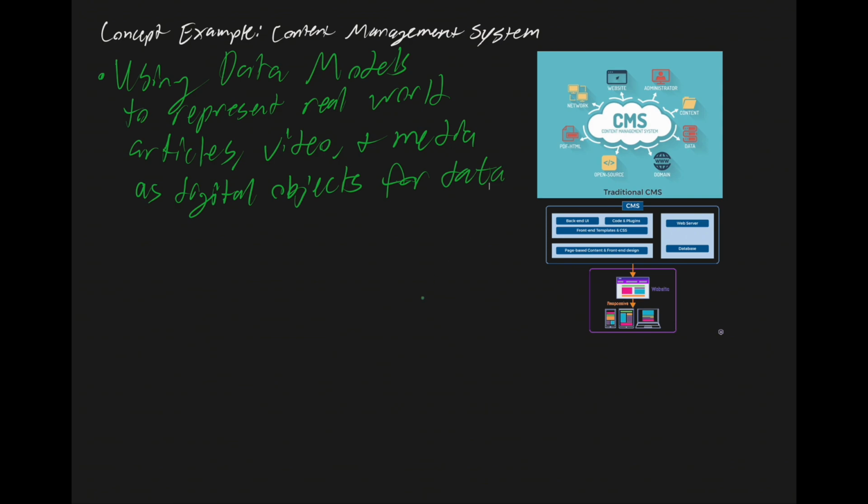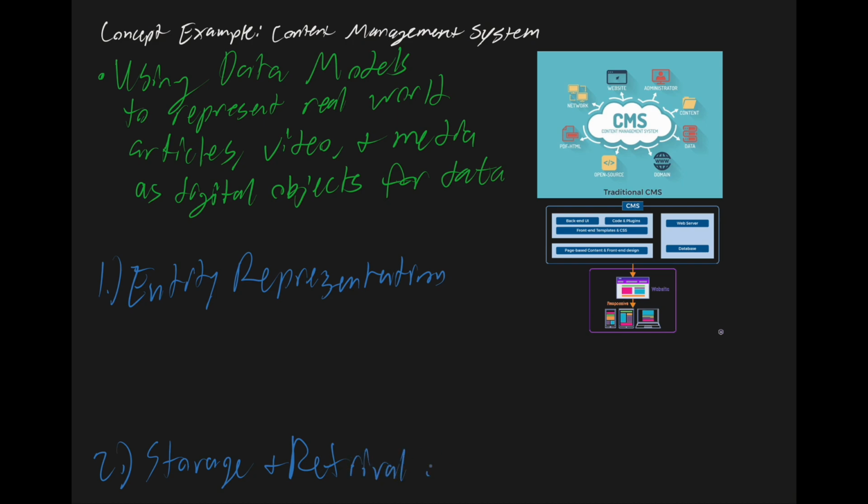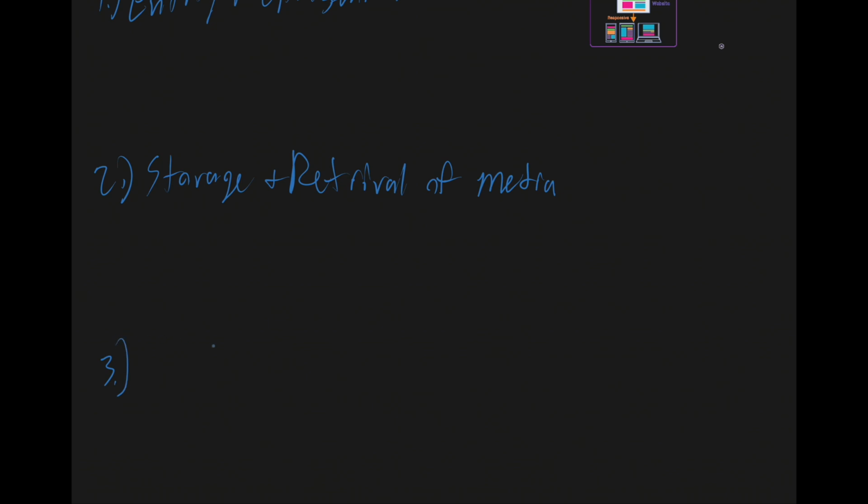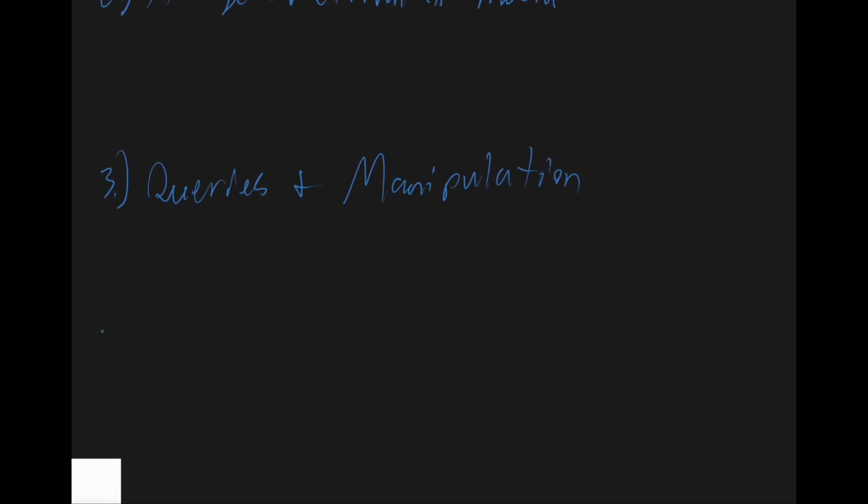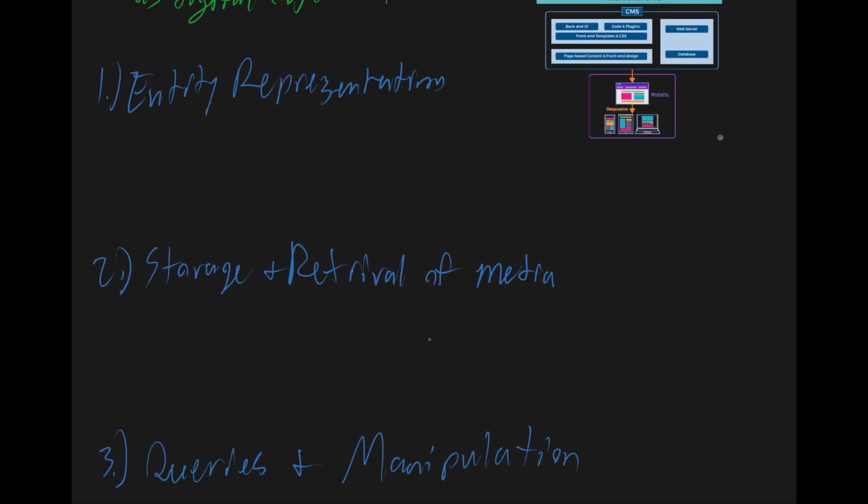To go over the entities required to build the content management system, it's going to be the following steps. One, we need to figure out the entity representation. Second, the storage and retrieval of the media. The third is going to focus on queries and manipulation, and the fourth is going to focus on hardware considerations. So let's go over each of the four parts.